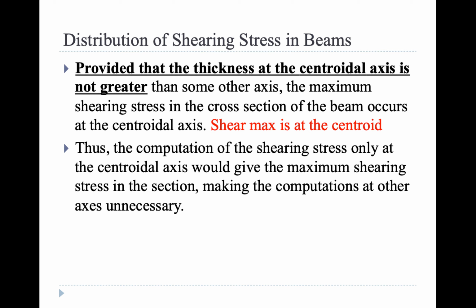This is opposite to where the direct stress due to bending was. There was nothing happening at the centroid for bending in the previous chapter due to normal stresses. For shear stress, it's the opposite. There's nothing at the edges, and it's a maximum at the centroid. So if you are going to calculate the maximum, it's only important to do it at the centroid.